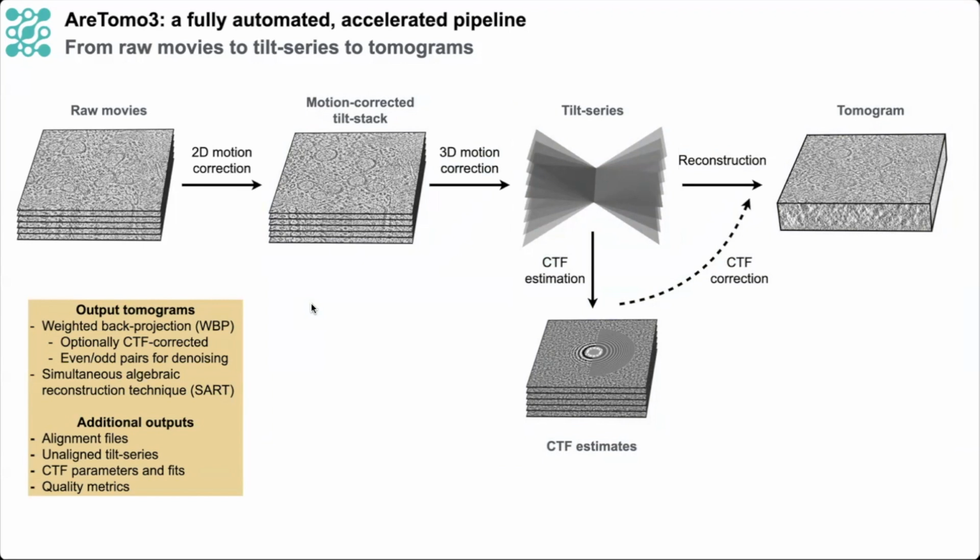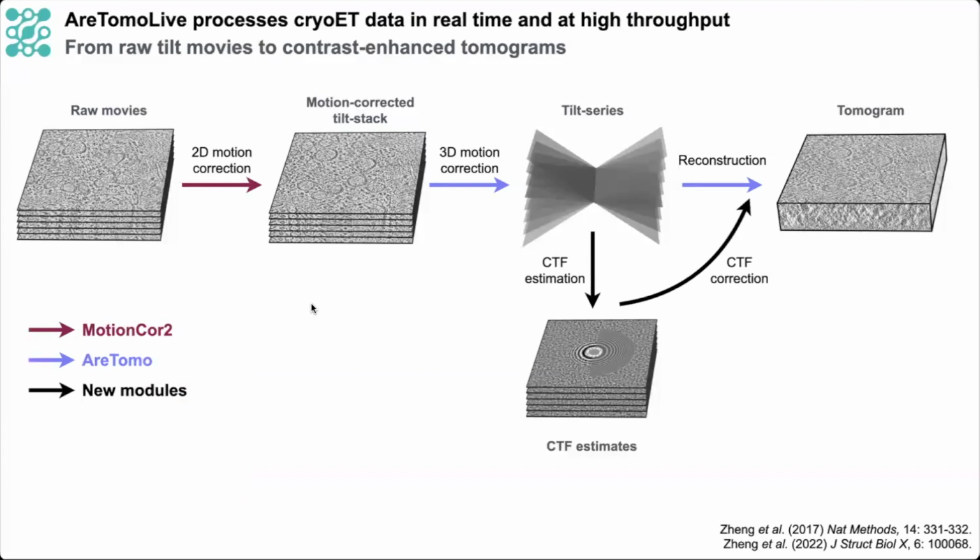For those familiar with Motion Core 2 and Artomo, Artomo 3 unites these 2 software packages into a single integrated pipeline. One reason for doing so was efficiency, since integration reduces the number of times we have to read large data files from disk.